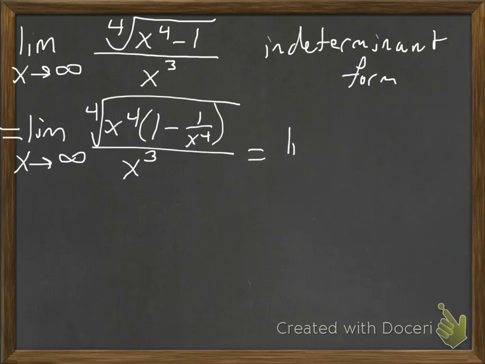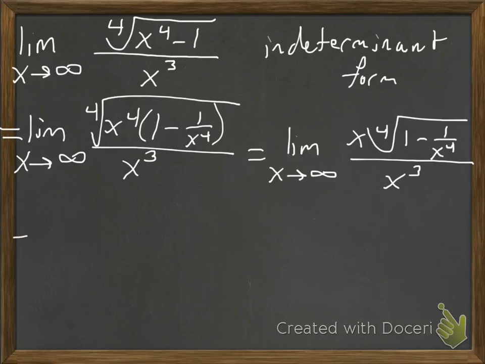Okay. So this becomes the limit as x goes to infinity of just x. Normally it would be absolute value of x, but because x is going to infinity, we can safely assume that x is going to be positive, so we don't have to worry about the absolute value bars. So it'll just be x times fourth root of 1 minus 1 over x to the fourth divided by x cubed.